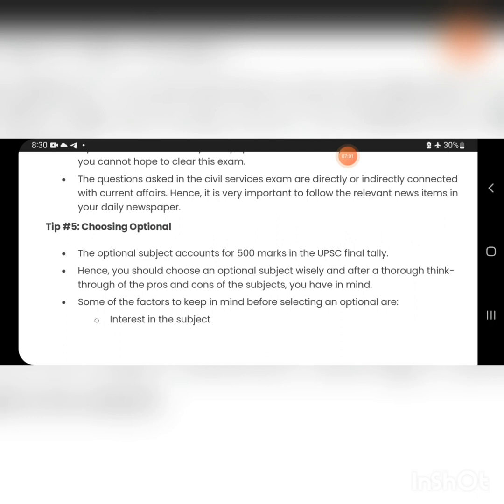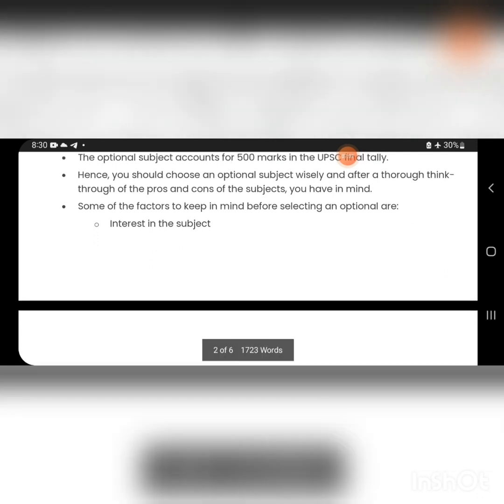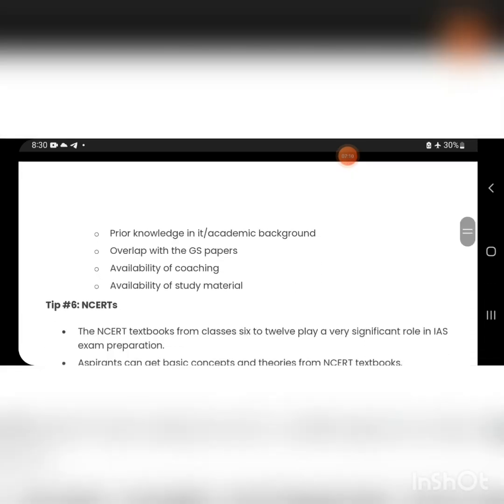Some of the factors to keep in mind before selecting an optional are interest in the subject, prior knowledge in it, academic background, overlap with the GS papers, availability of coaching, and availability of study material. This optional subject is, we can say, the backbone of your civil service ranking. Choose wisely because here general information can't work. You need diverse information for this subject.